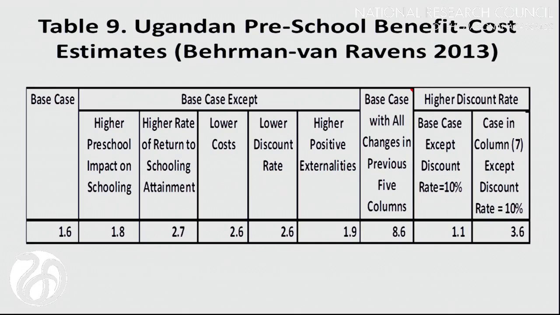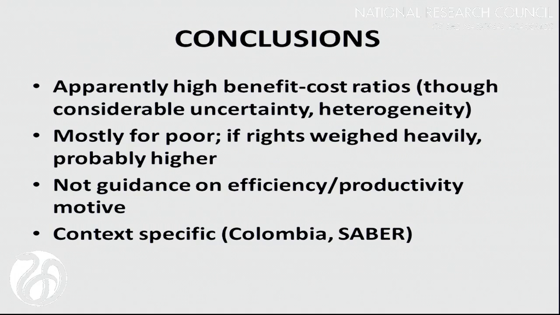Finally, here are some different estimates for Uganda benefit cost ratios. The only point here is we have a base case with the estimate 1.6. That's worth doing, but it's very sensitive to various assumptions we're making. If we make all the assumptions optimistic, we get 8.6, much larger. If we change the discount rate to 10%, it's much smaller. So conclusions: apparently there are high benefit cost ratios, although there's a lot of uncertainty in this, a lot of heterogeneity.